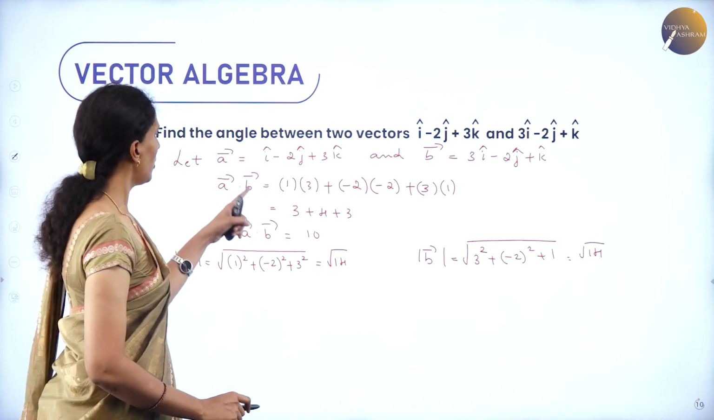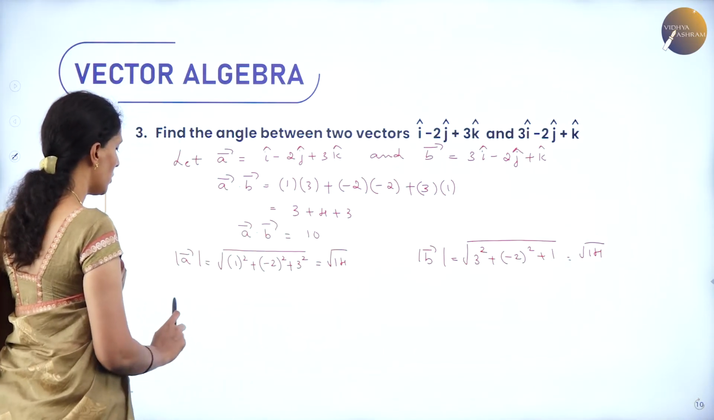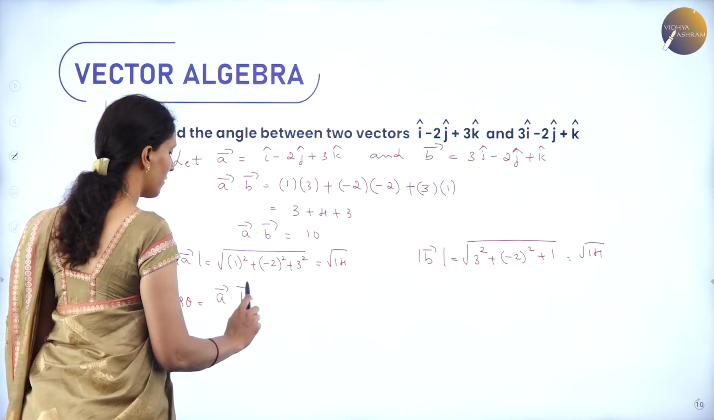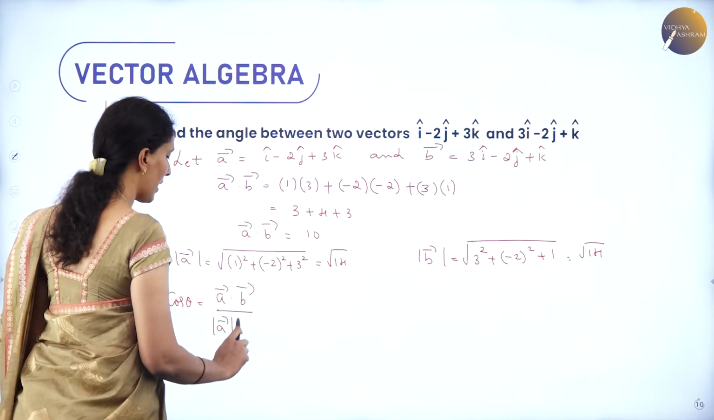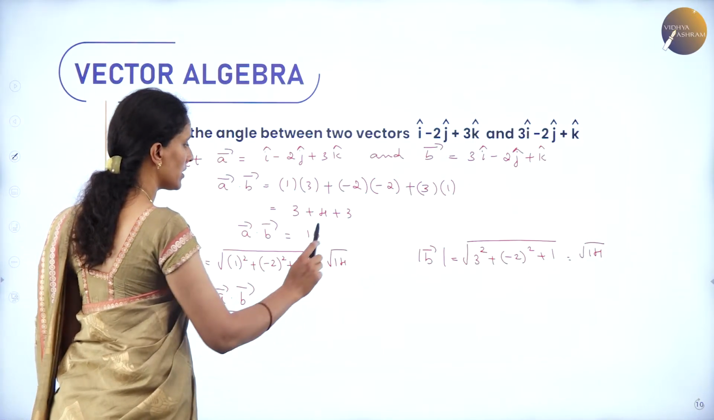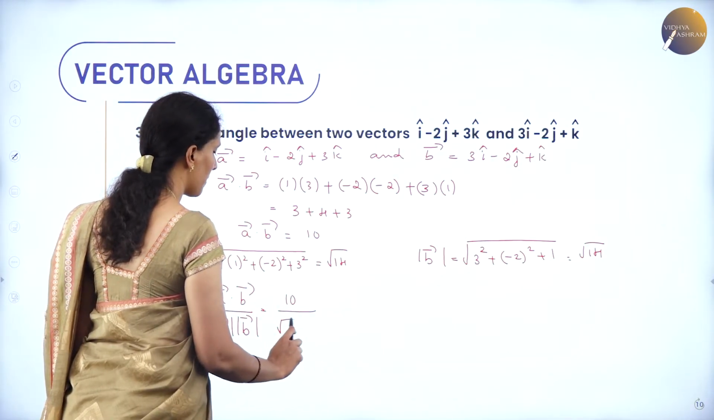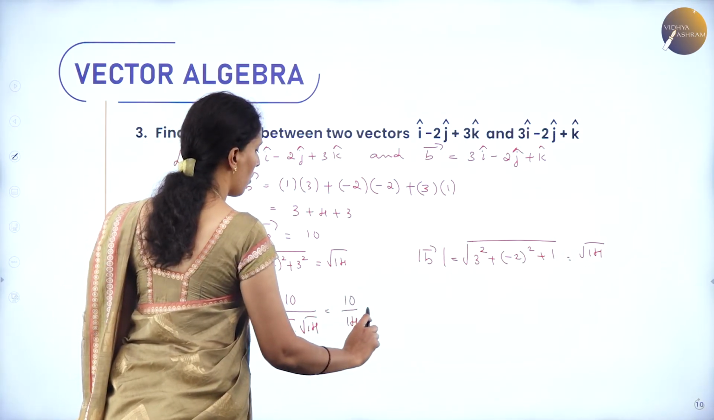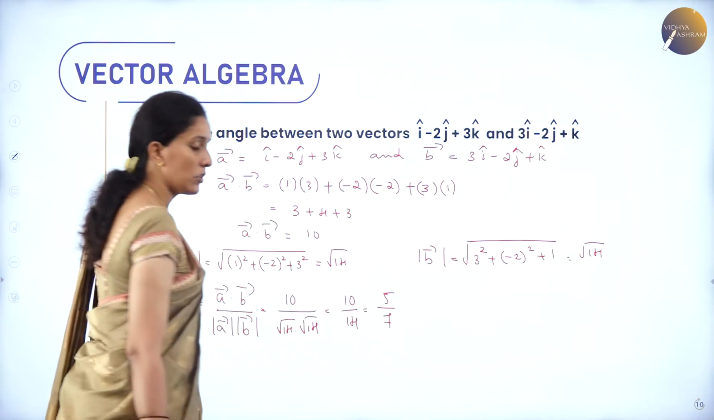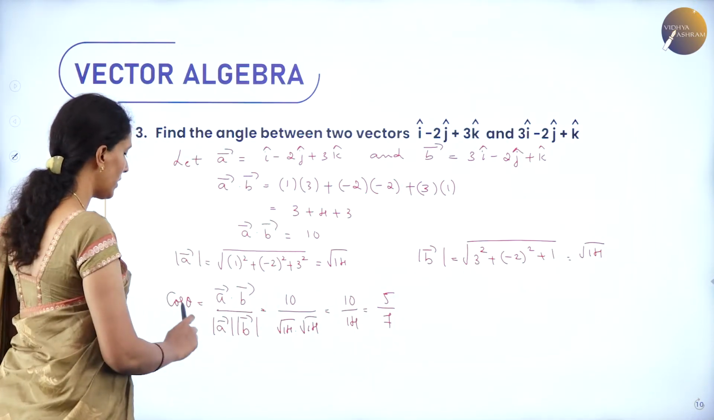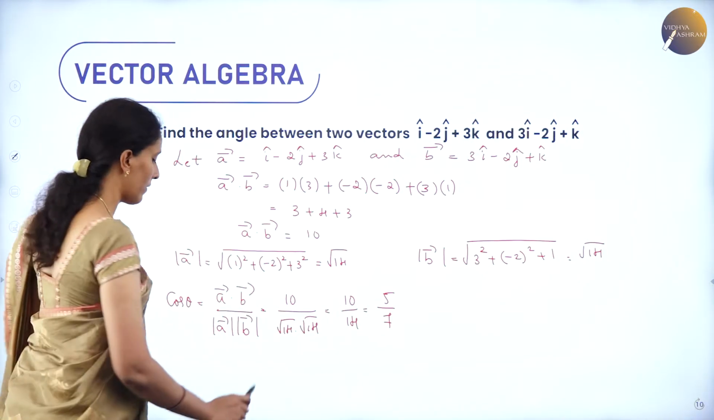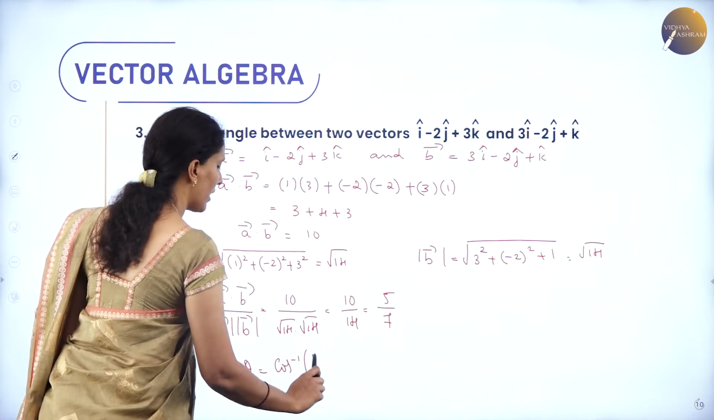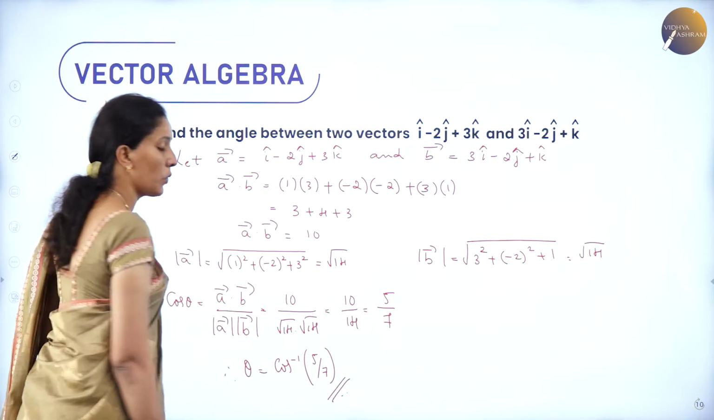So, now we have A dot B as well as magnitude A and magnitude B. So, what is the angle between the two vectors? Cos theta is equal to A dot B divided by magnitude of A into magnitude of B. So, which is nothing but 10 divided by root 14 into root 14, which is 10 by 14, or 5 by 7 when you simplify it. We have cos theta is equal to 5 by 7. So, therefore, what is theta? Theta is equal to cos inverse of 5 by 7. So this is the value.